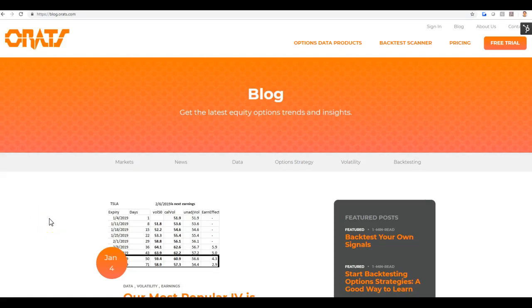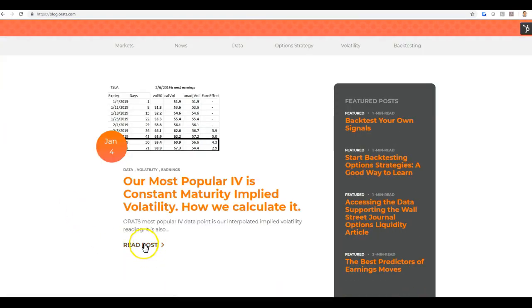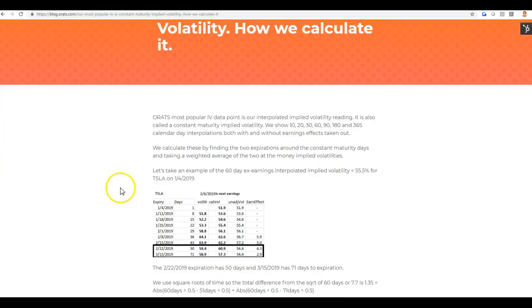Hey, this is Matt, and today I want to go over our most popular implied volatility calculation to follow up on a blog post I did earlier. This is our constant maturity implied volatilities, or interpolated volatilities as they're called. The good thing about these is that you could always see what the 30-day volatility is and compare that over time, or the 60-day I'm going to show today.